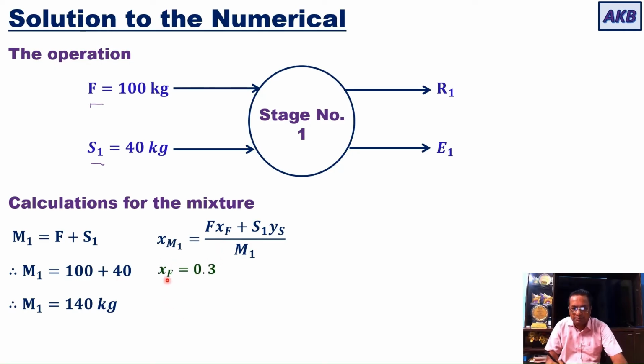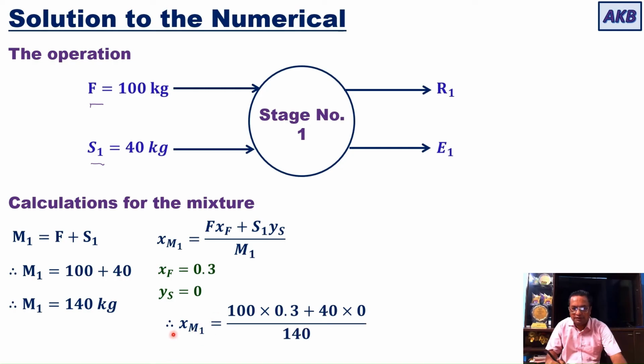So XM, what quantities? XF is known to us, it is 0.3. YS is 0 because you are using pure solvent. And then S1 is 40. So you just put the values. That will give us XM1. So XM1 is equal to 100 because F is 100. 100 into 0.3, XF is 0.3, plus 40 (S1 is 40) divided by 140. That gives us XM1 as 0.21.